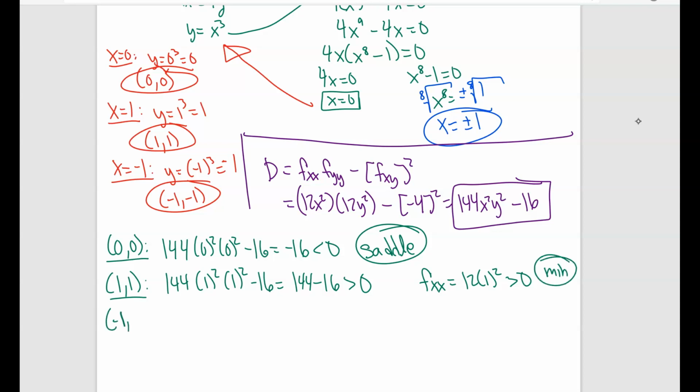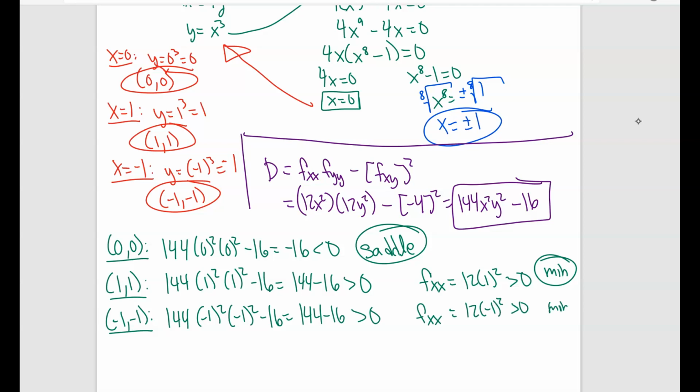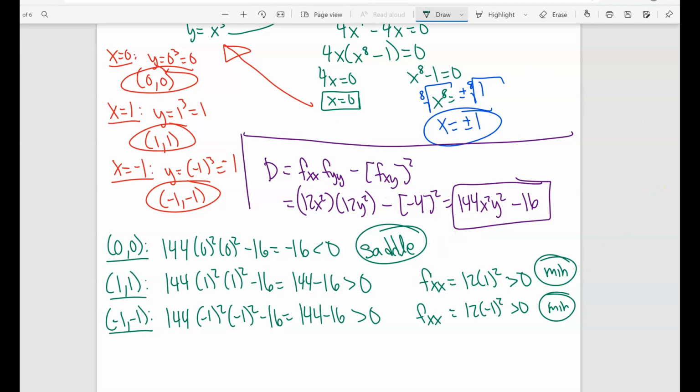And then we're going to look at negative 1, negative 1. So 144 times negative 1 squared minus 16. Notice that this is going to give me exactly the same thing. Still a positive. F sub xx, plug in the negative 1 in there. You still get a positive. So this one's also going to be a minimum, a local minimum. All right, so that's how we classify them.